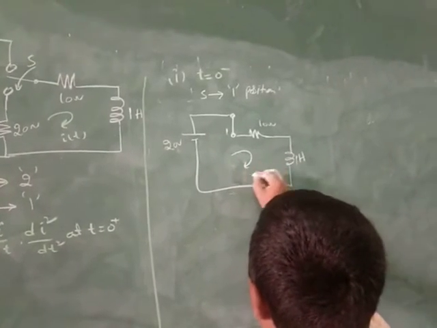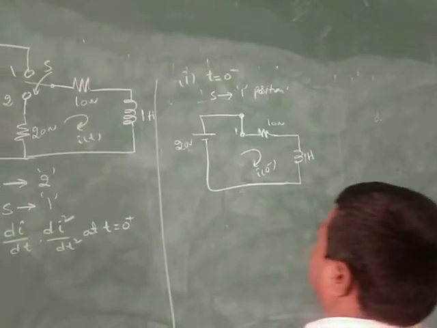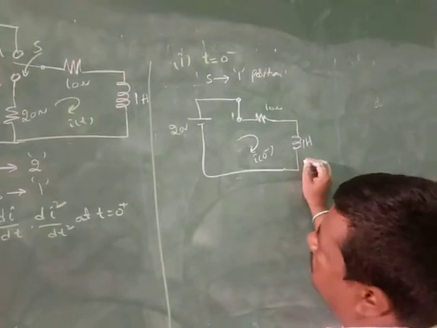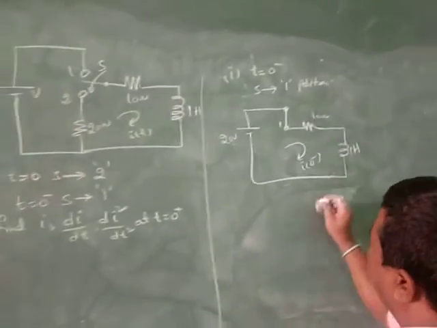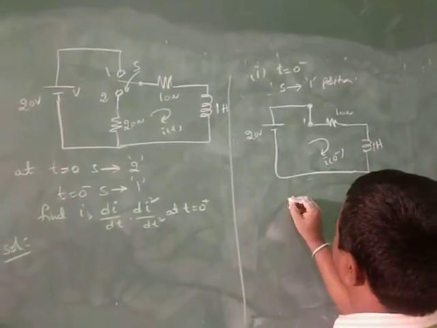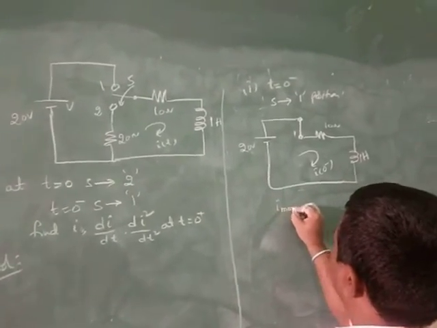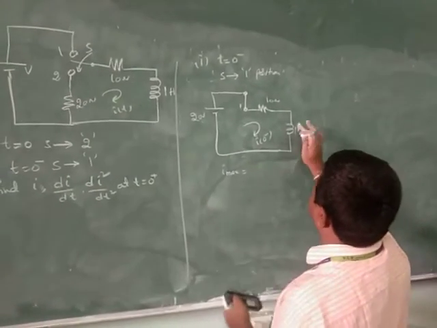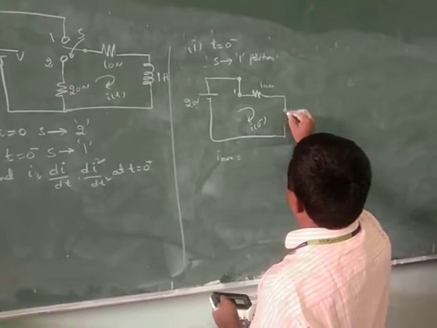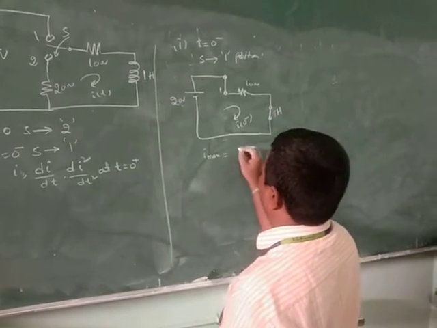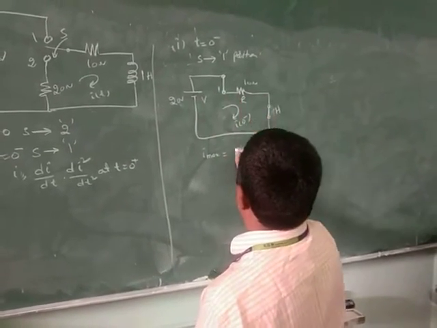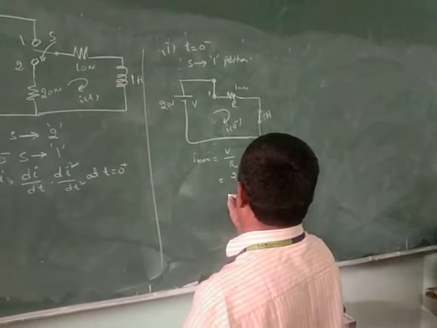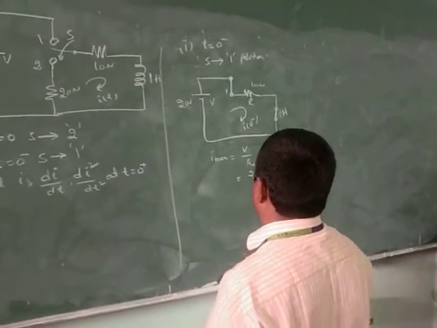Now the current flowing in the circuit is I of 0 minus. The inductor stores the maximum energy in terms of current. What is the maximum current flowing in the circuit? I maximum is equal to, when the inductor acts as a short circuit, I maximum is equal to V by R, that is 20 by 10, equal to 2 amperes.